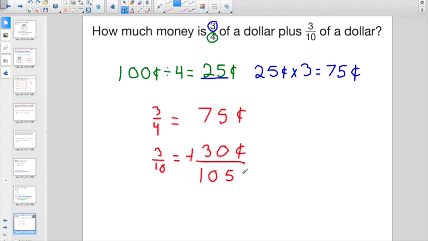But would you say 105 cents, or is it time to get rid of the cent sign and put in a dollar sign and a decimal point? $1.05.